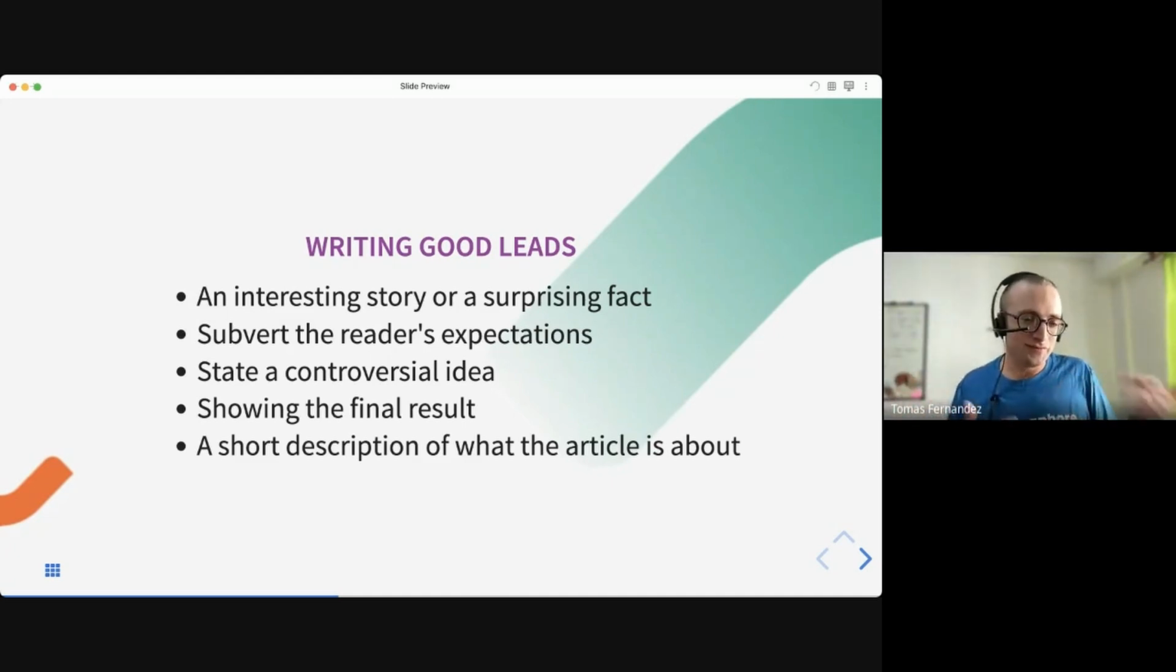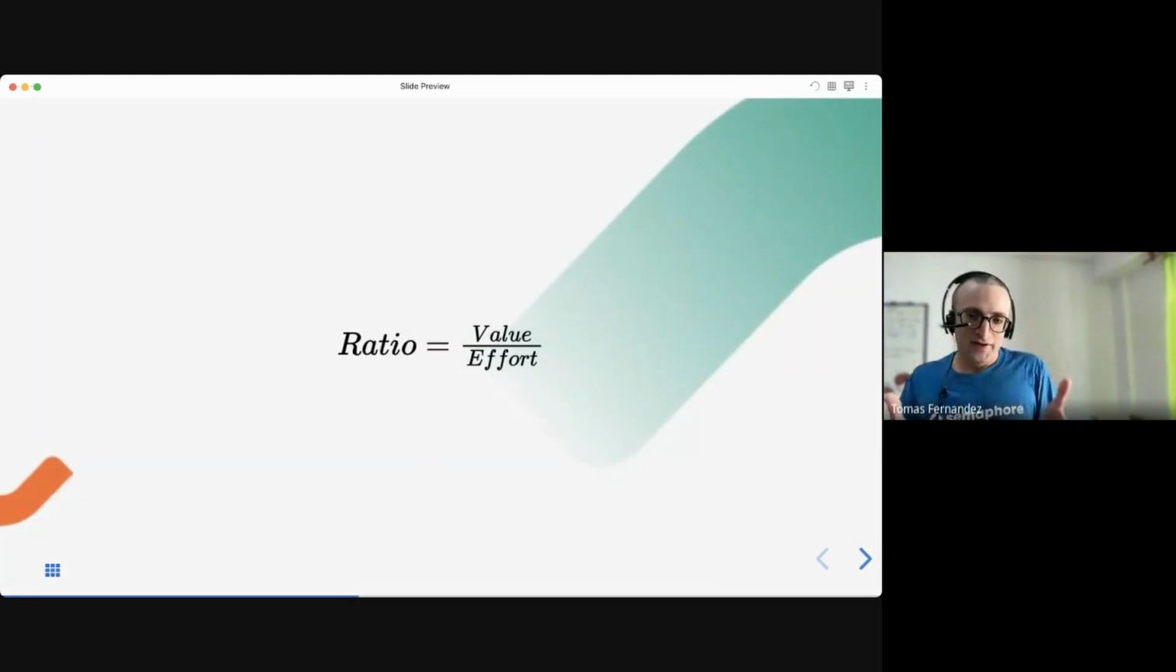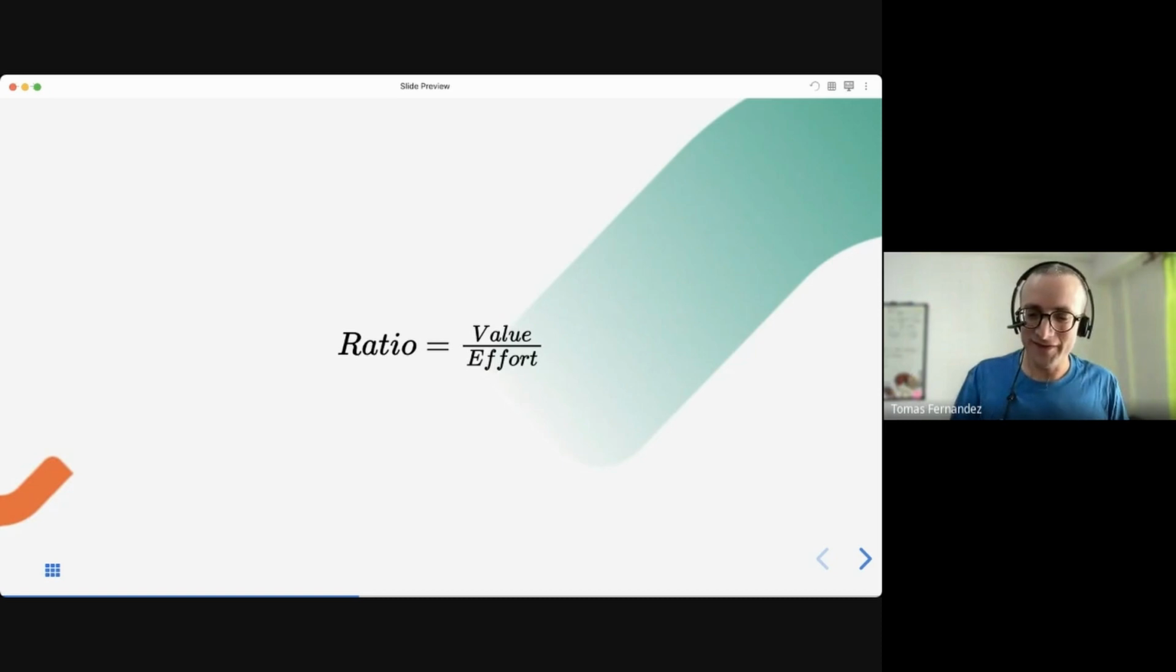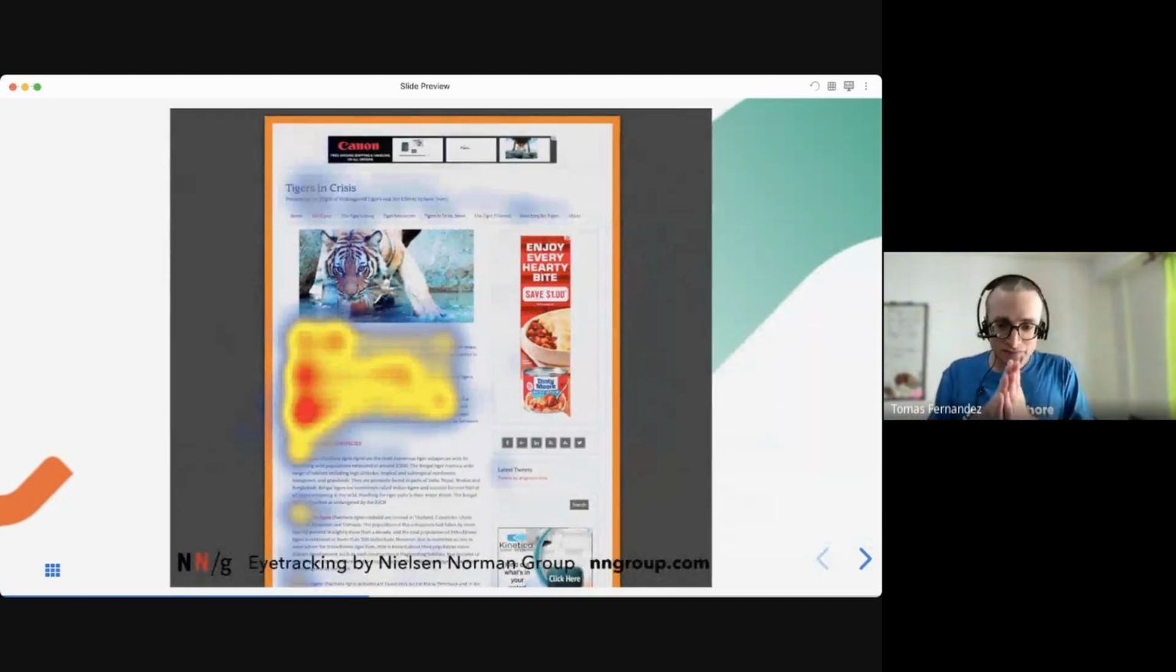So it helps you in those two ways. We talked about value, and now we'll talk about the effort. How do we minimize the effort of people getting and consuming our content? Here we are going to try to minimize the effort part of this formula. And let's go back here.